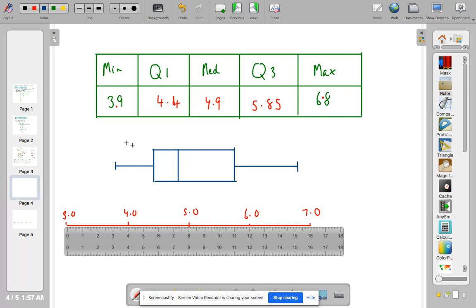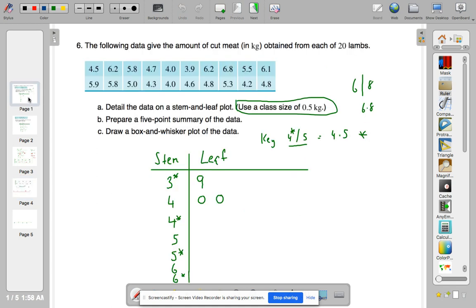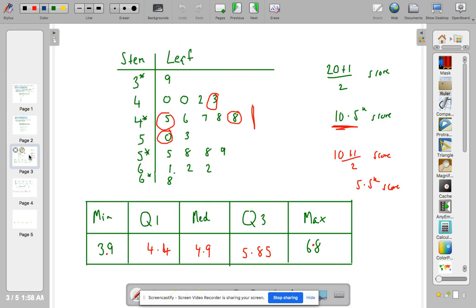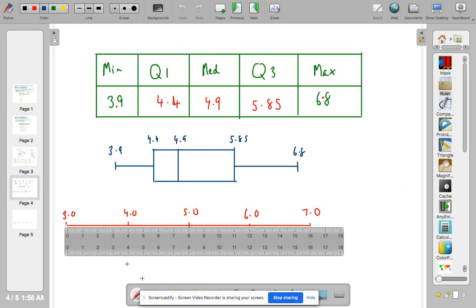Might just quickly write down our values. Our lowest one is 3.9, followed by 4.4, followed by 4.9, followed by 5.85, followed by 6.8. And there, everybody, is my box and whisker plot. So we developed our stem and leaf, then we got our 5-figure summary and placed that on the box and whisker.